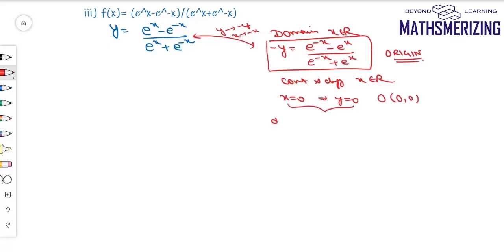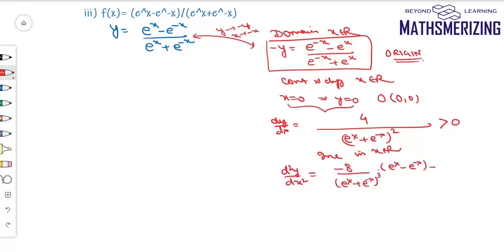Now I'll differentiate the function. If I differentiate, I'll get 4 upon (e to the power x plus e to the power minus x) whole square, which is always greater than 0. So that means this function is increasing in x belongs to R and there are no critical points. So this function doesn't have a local maxima or local minima. If I put the second derivative equal to 0, I'll get x equals 0. So x equals 0 is a point of inflection.